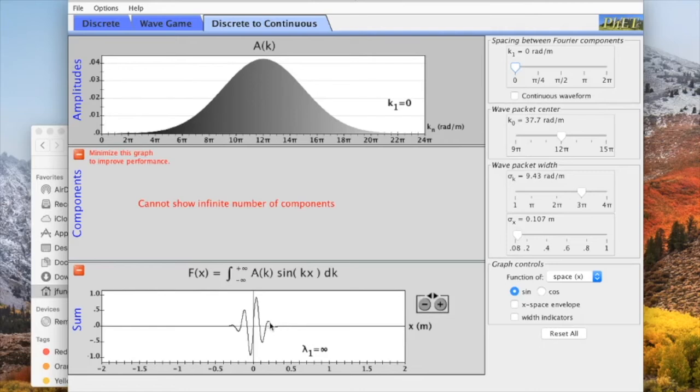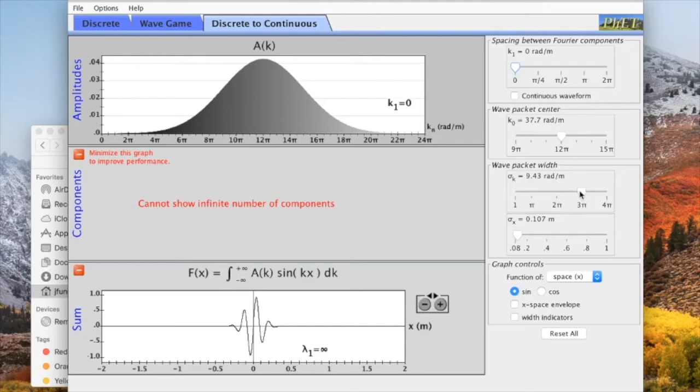So there's one more thing that I want to point out here, which is the following. We've got two more sliders I want to pay attention to. We have the width of the wave packet, so that is how wide the range of wave numbers we're including in the sum is. And as we plot the sum versus position.